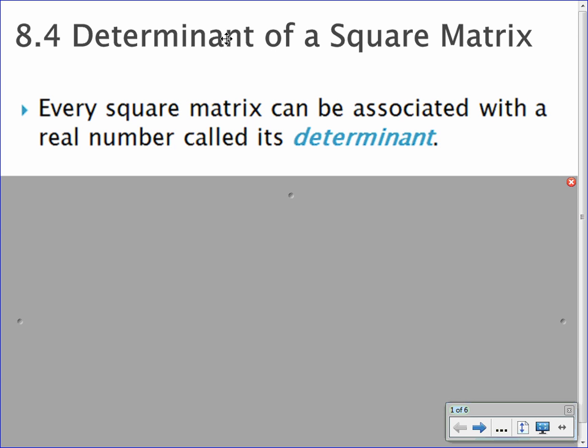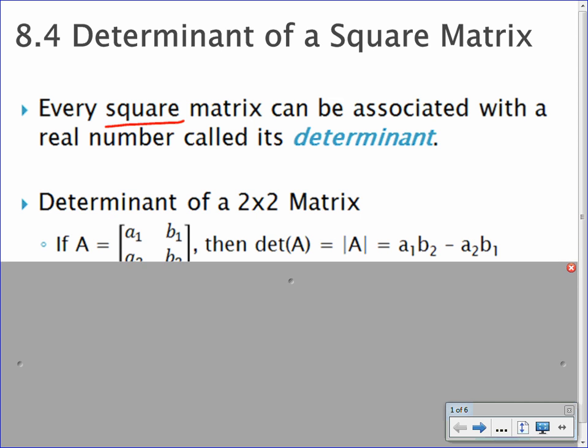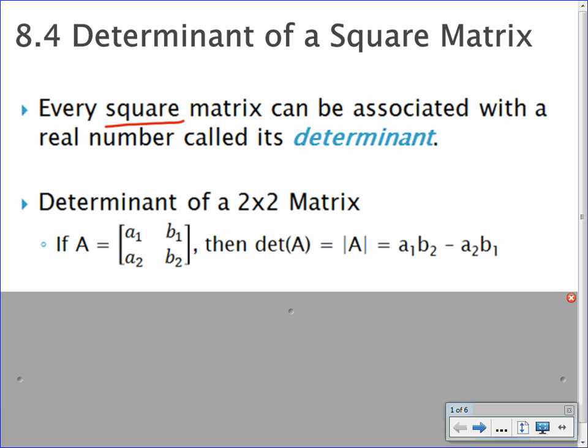Today we are going to talk about determinants. Every square matrix can be associated with a real number called its determinant. It's just a number. A determinant of a 2 by 2 matrix.